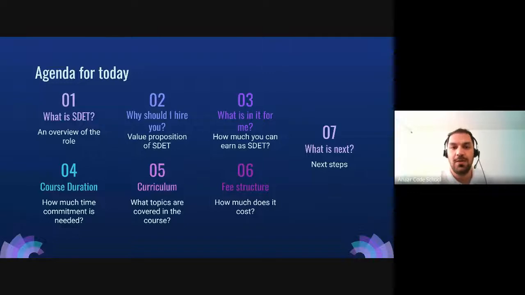About a few things today. The first thing that we will talk about is the SDET itself. We will talk about an overview of this role of what SDET actually is. And then we will go on and talk about, from a company's perspective, why should a company hire an SDET?